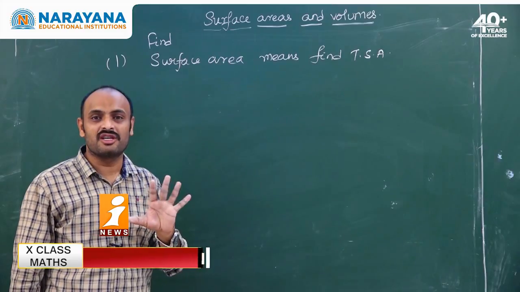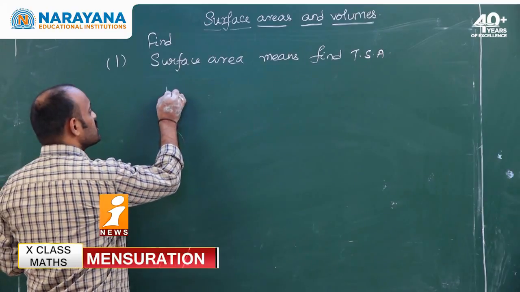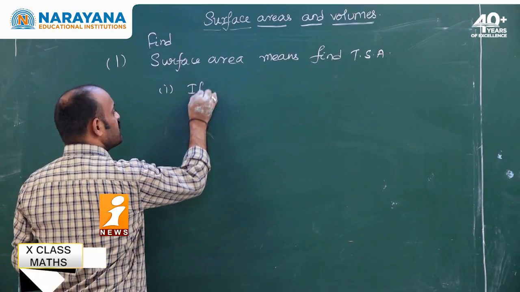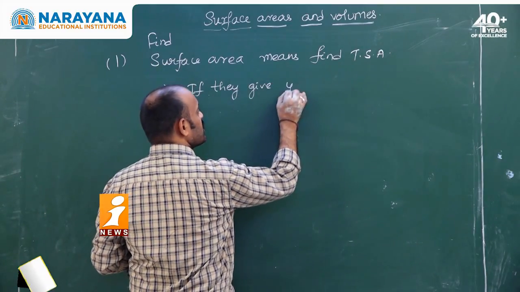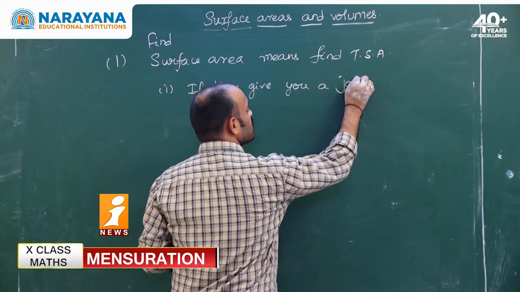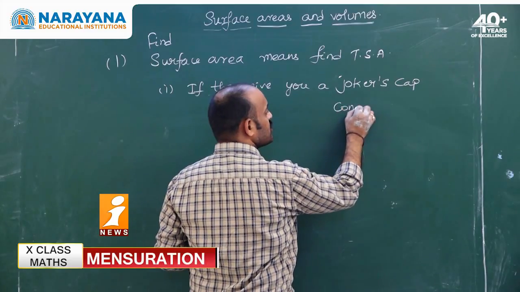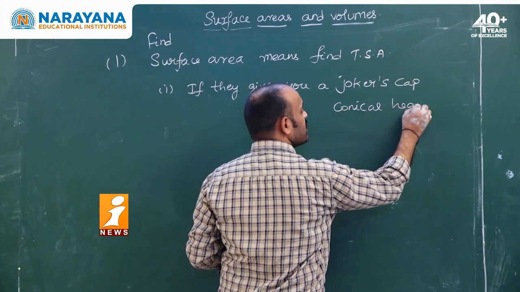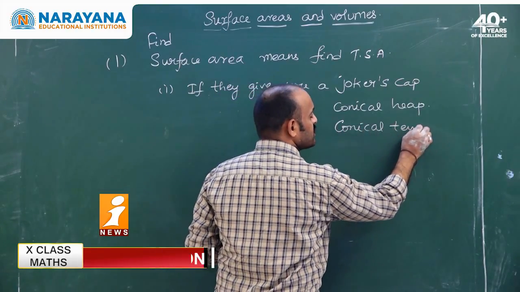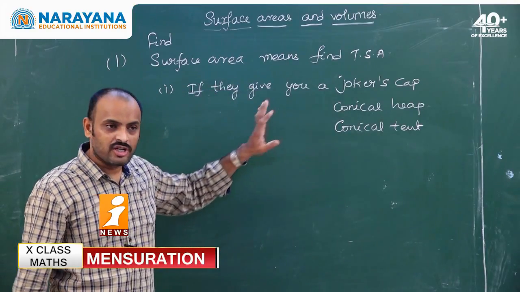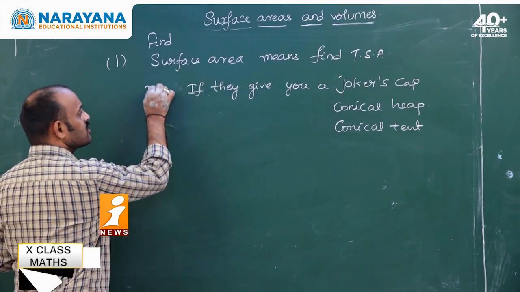Here some limitations and exceptions are there. What are the exceptions? The first one is, if they give you a joker's cap, conical heap or conical tent, you can take it as a note.